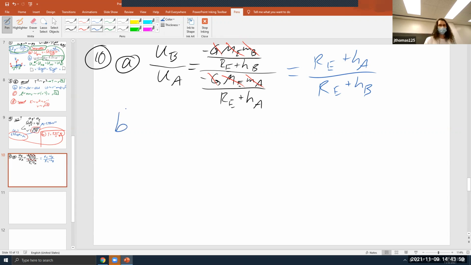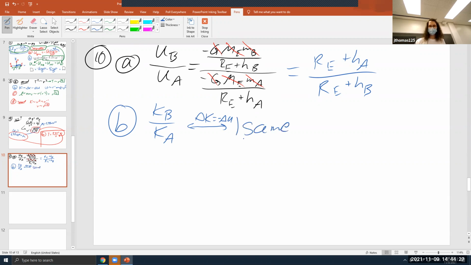For part B, they ask us for the ratio of the kinetic energy of B to the kinetic energy of A. Does anyone want to take a guess? We know that delta K is equal to negative delta U, right? So the negative signs will just essentially cancel out. And that tells you this is the same as the answer we get from part A.